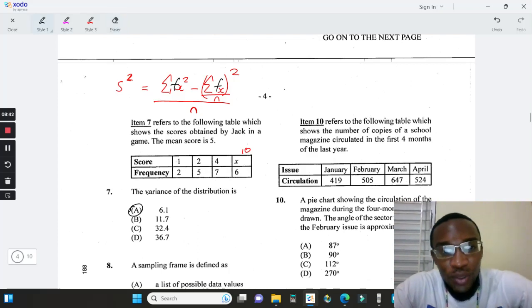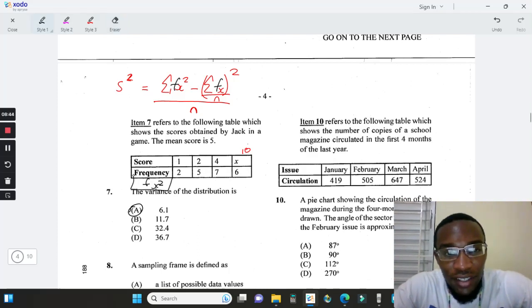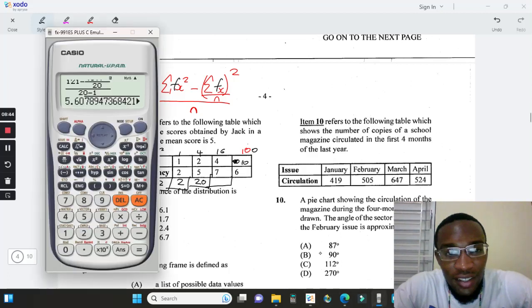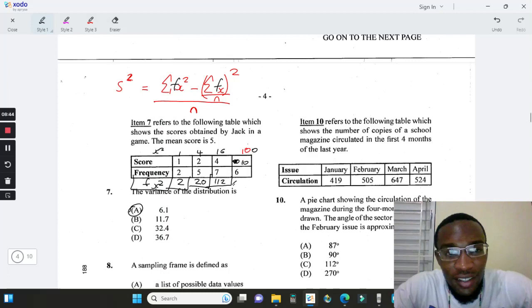So we work out now fx squared. X squared is 1, and 1 times 2 is 2. Now x squared is 4. X squared is 1, 4, 16, and 100, since this x is 10. So 4 times 5 is 20. Then 16 times 7, I'm not so sharp in the night, so I have to use the calculator. 16 times 7 is 112. Then 100 times 6 is 600.